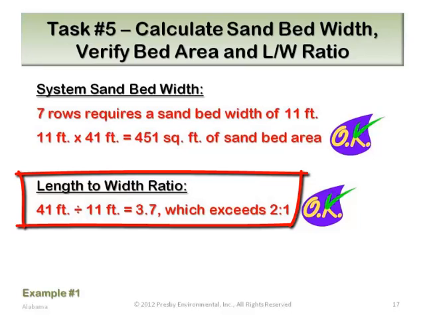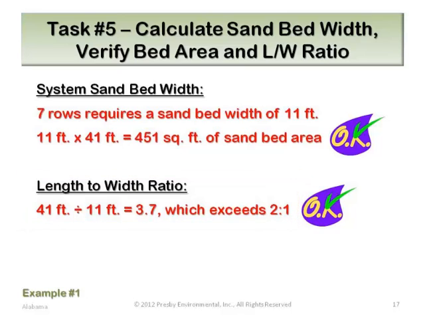Next, we need to check our length to width ratio. Dividing our sand bed length of 41 feet by our sand bed width of 11 feet results in a ratio of 3.7 to 1, which far exceeds our 2 to 1 requirement. Now let's look at an illustration of this system.